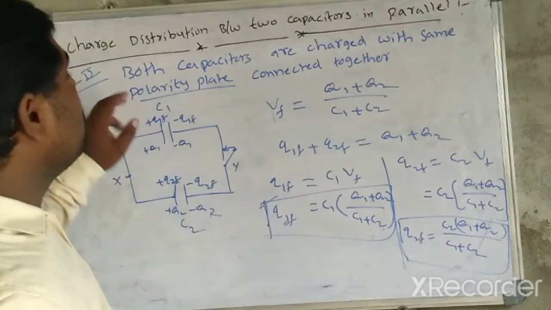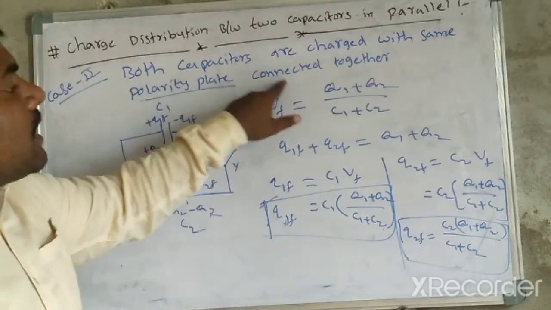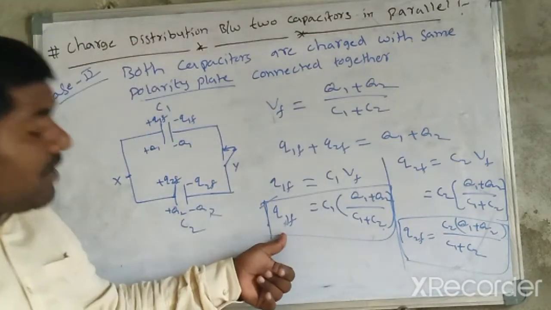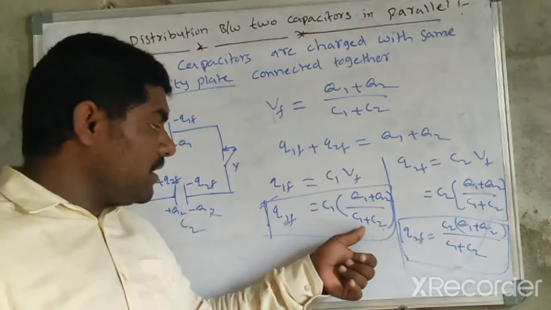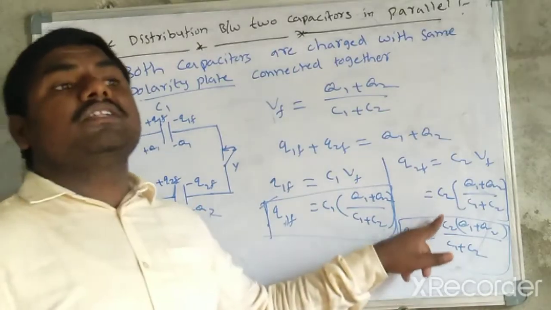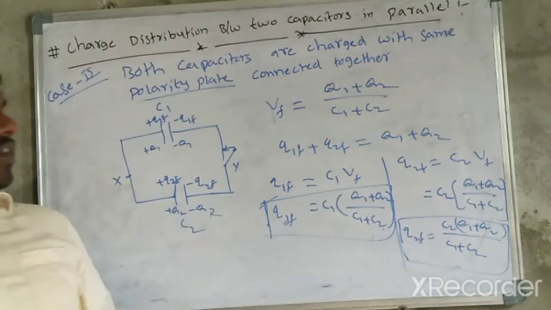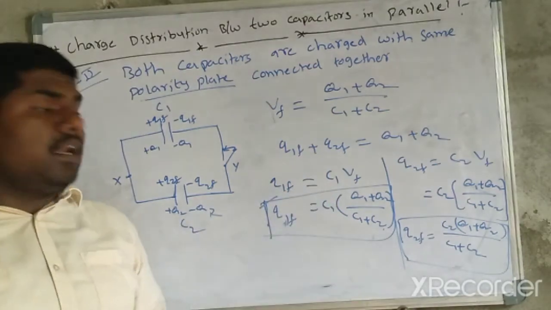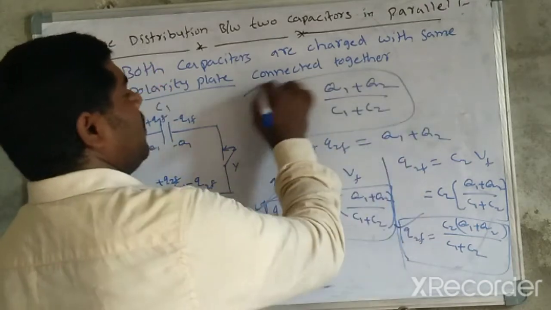Whenever both capacitors are charged with the same polarities and connected together, the charge distribution is Q1 final equal to C1 into Q1 plus Q2 divided by C1 plus C2, and Q2 final is equal to C2 into Q1 plus Q2 divided by C1 plus C2. My dear students, you may remember these three formulas, which are very important while doing numericals.